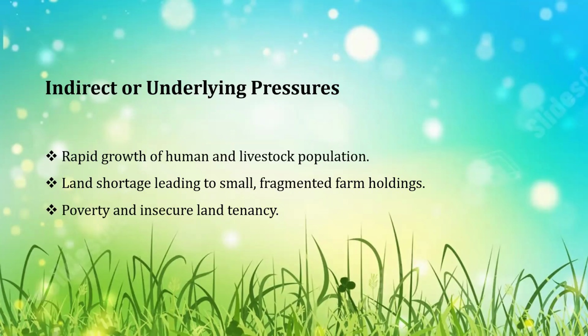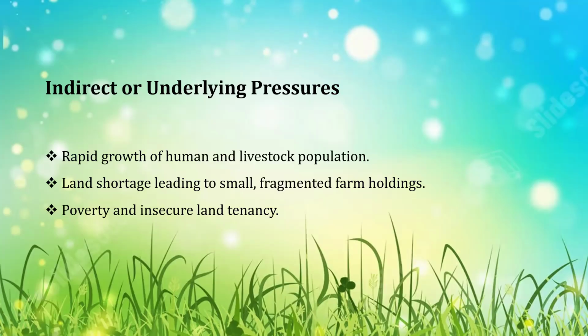This slide outlines the indirect or underlying pressures that drive environmental degradation and land use changes. Unlike direct pressures like logging or overgrazing, these are systemic issues that create a ripple effect, forcing communities into unsustainable practices. The main points in this slide are rapid growth of human and livestock population, land shortage leading to small, fragmented farm holdings, poverty and insecure land tenancy.